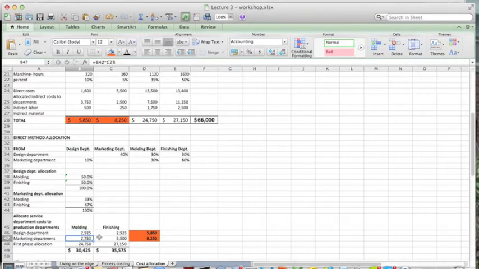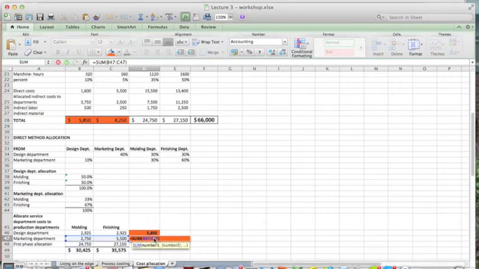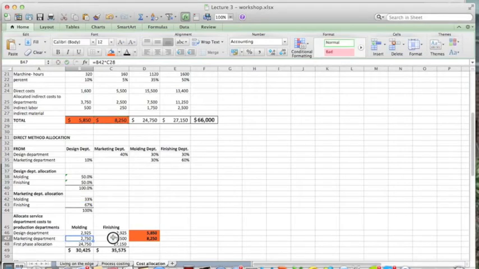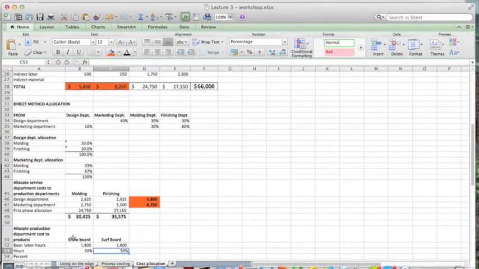Now the marketing department, it looks like the finishing department is using 2/3 of marketing and the molding department is using only 1/3 of marketing. So I do have 8250 that I allocated total, but 1/3 went over to molding and 2/3 went over to finishing. It's just allocating the service over to the production.